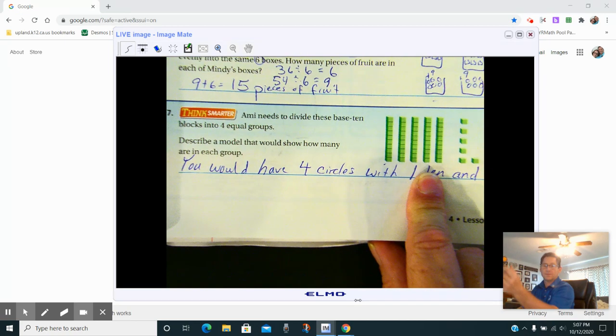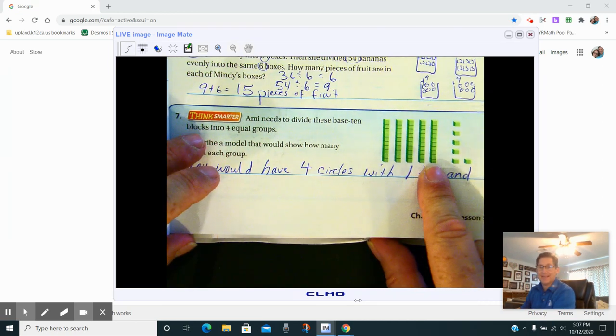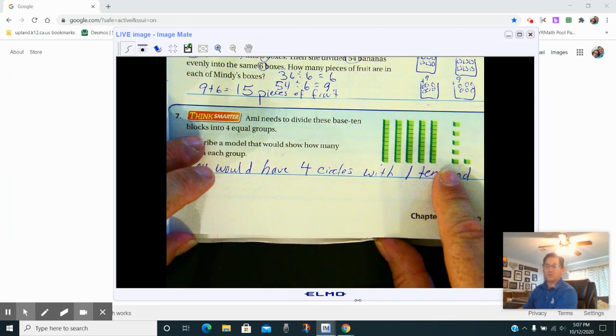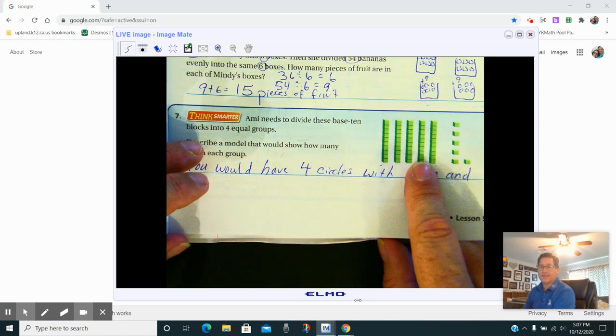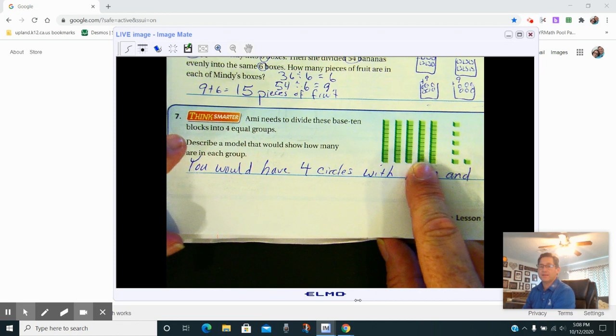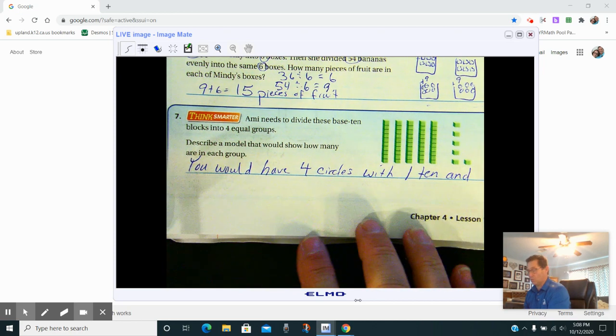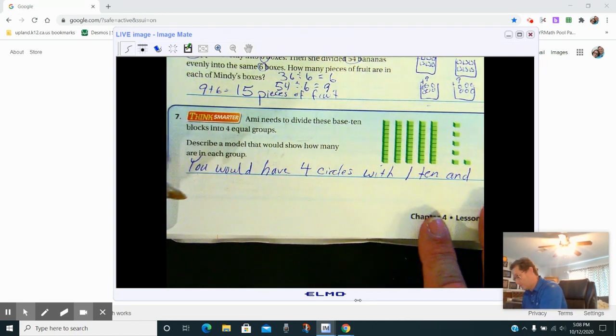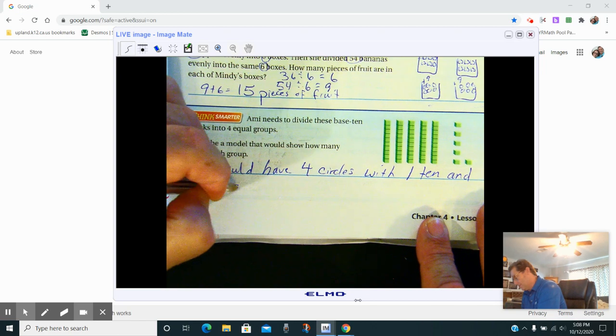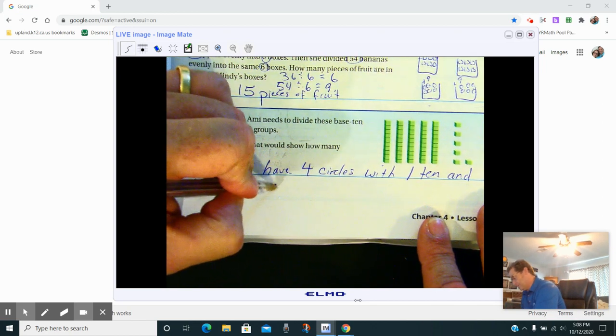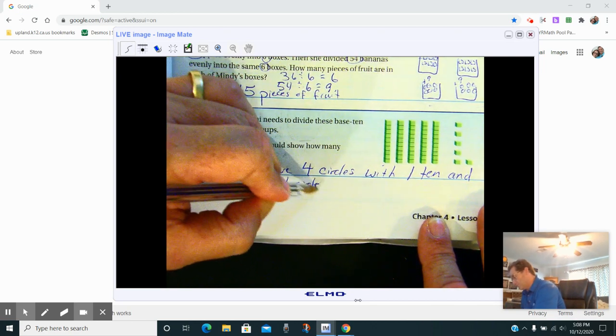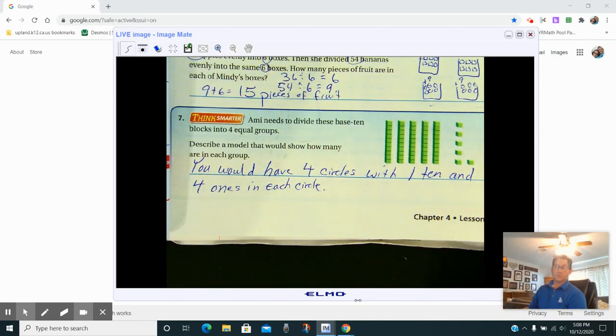Trade the 1 10 for 10 ones. We would now have 16 ones. So 1 10 and 4 ones in each circle. So that's the model that I would draw. Okay, I'd have 4 circles, 1 10, and 4 ones in each circle.